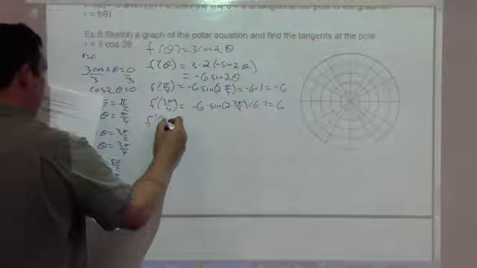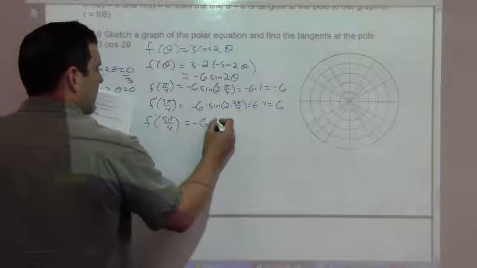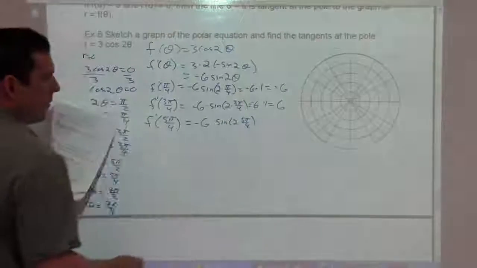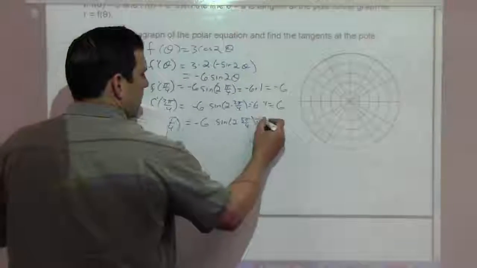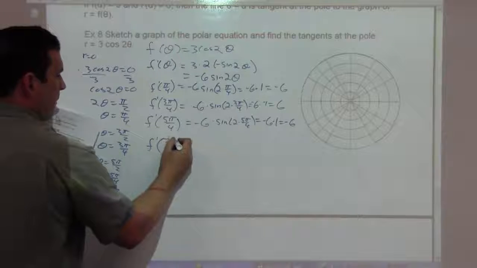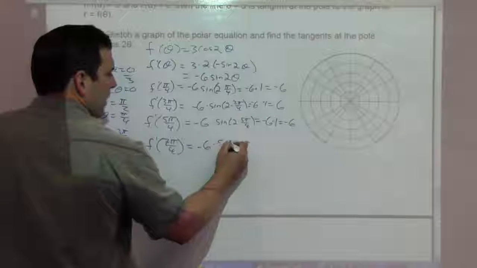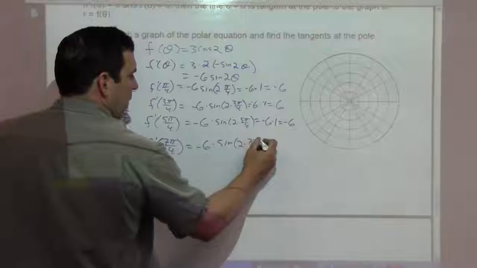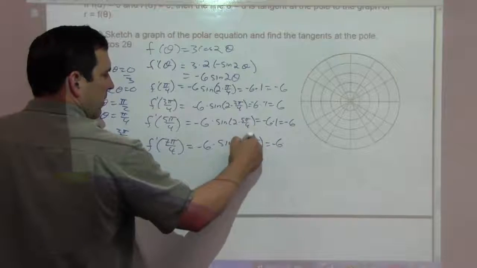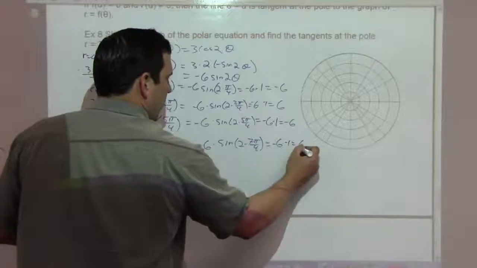F prime of 5 pi over 4 is negative 6 times sine of 2 times 5 pi over 4. 2 times 5 pi over 4 is 5 pi over 2. Sine of that is 1, so it's negative 6 times 1, which is negative 6. And f prime of 7 pi over 4 is negative 6 times sine of 2 times 7 pi over 4, which is negative 6 times, well, 2 times 7 pi over 4 is 7 pi over 2. Sine of that is, again, negative 1. So with negative 1, we get positive 6 again.